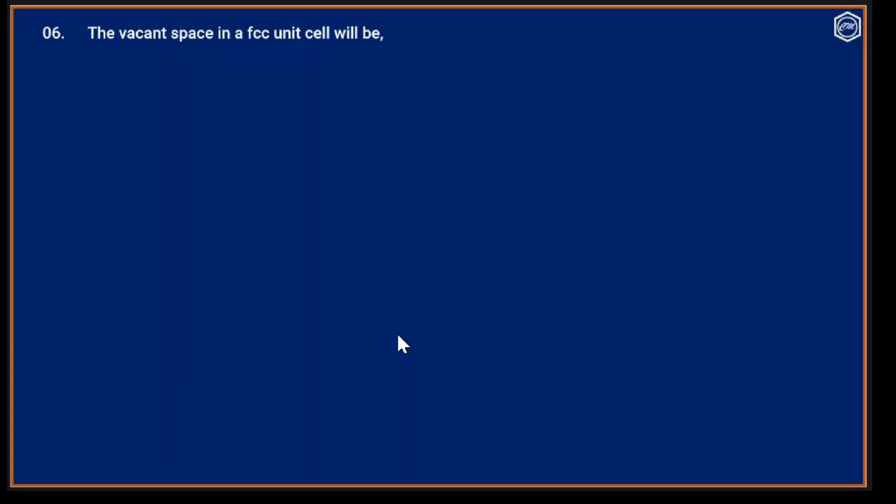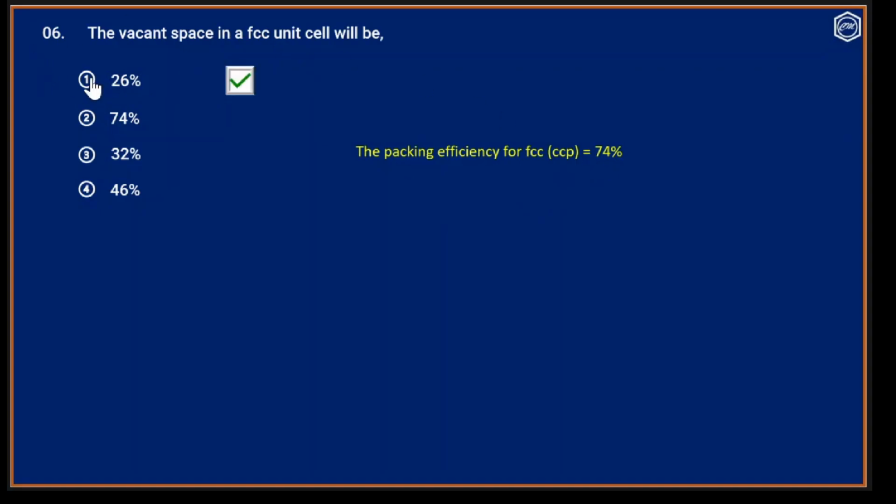The vacant space in an FCC unit cell will be 26%, 74%, 32%, 46%. The packing efficiency for FCC or CCP is 74%. So the vacant space will be 26%.